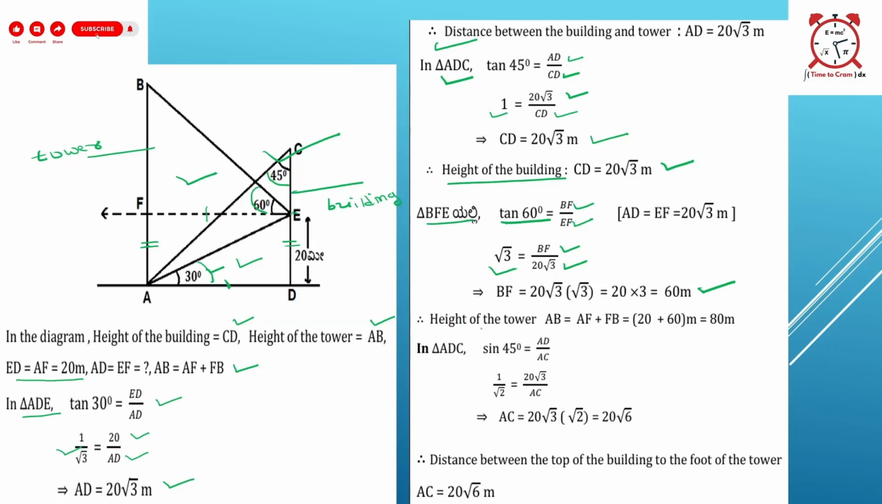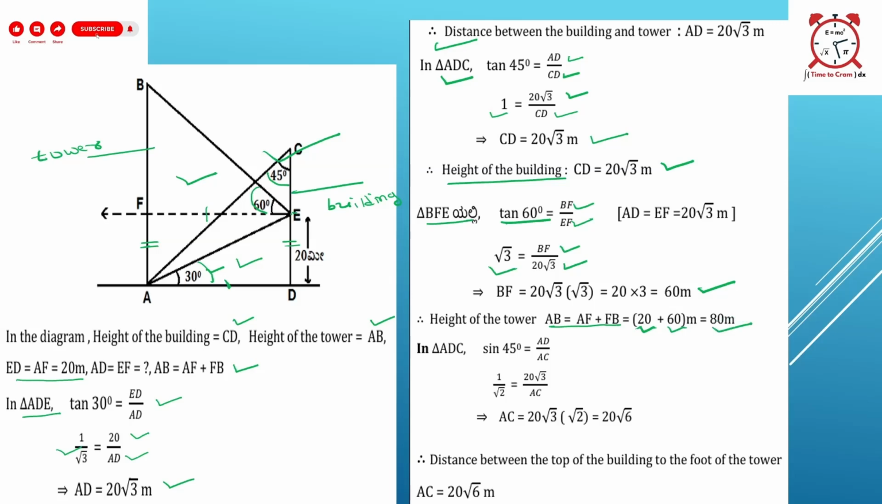Now height of the tower, already we wrote AB equal to AF plus FB. So the value of AF is 20 and value of FB is 60. Then their total is 80 meter. This is the height of the tower.